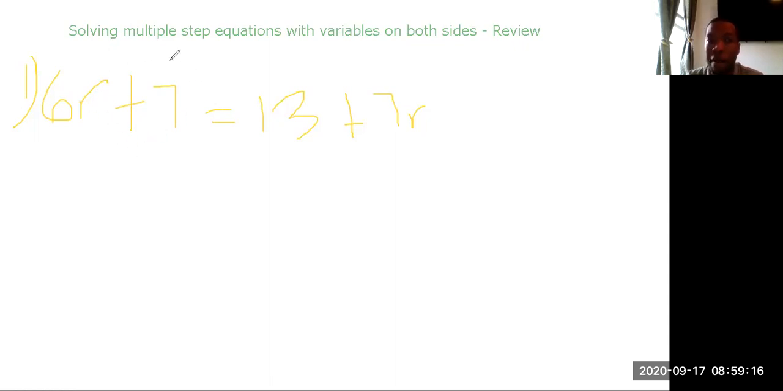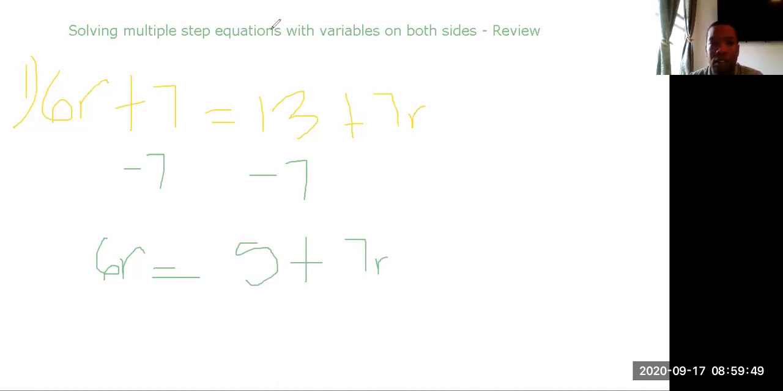All right, and if I'm going to move this 7, since it says plus 7, I have to do minus 7. Whatever I do on one side, I have to do on the other side. And I'm going to put the minus 7 underneath the 13 because they are like terms. We talked about like terms earlier. All right, so then this is 6r equals 13 minus 7 is 5 plus 7r.